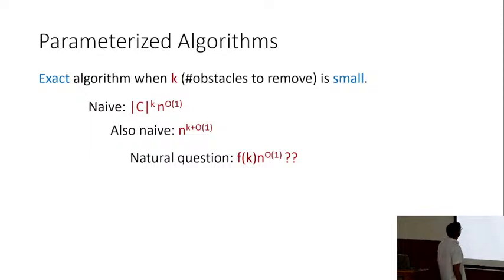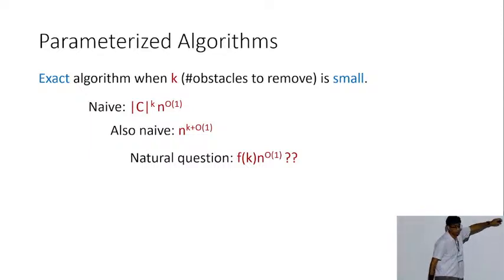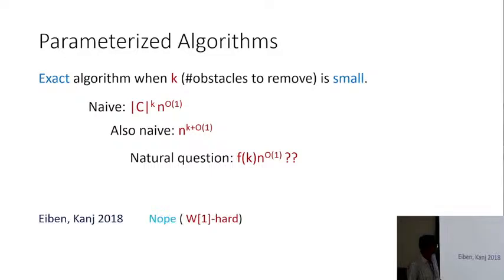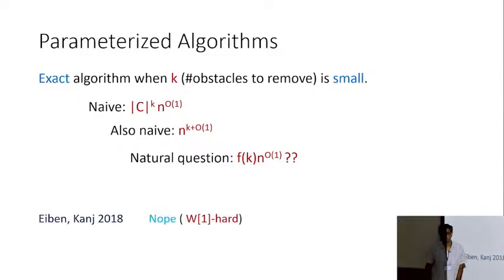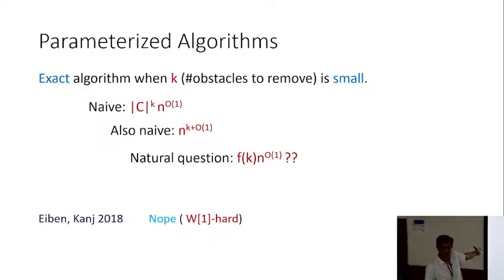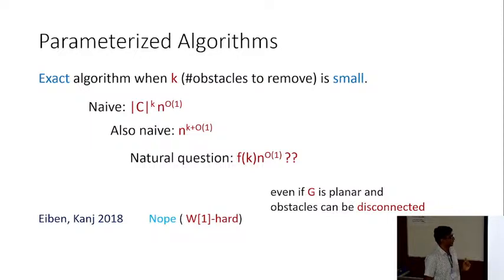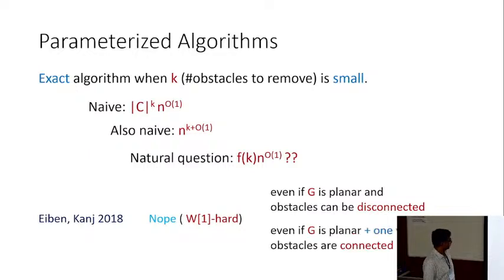So the natural question was whether you have some f of k poly n algorithm. Ibn Khan showed that it's W1 hard, because just now I showed you the reduction in the previous, the same, that is also a W1 hard problem. So you can use the same reduction to show that this is not possible. Even if G is planar and obstacles can be disconnected, this is not possible. Or even if G is planar plus one vertex and obstacles are connected.